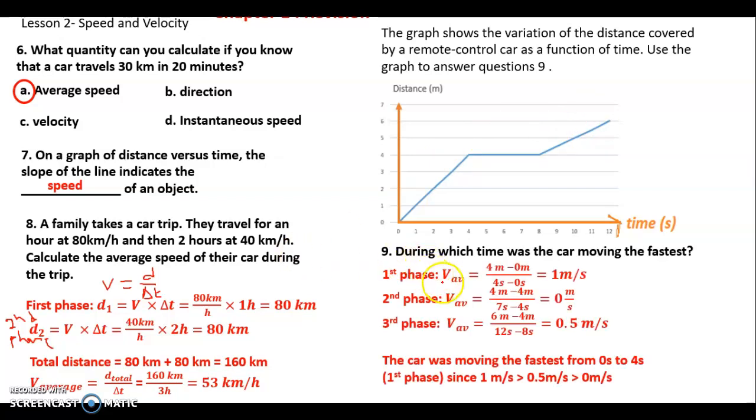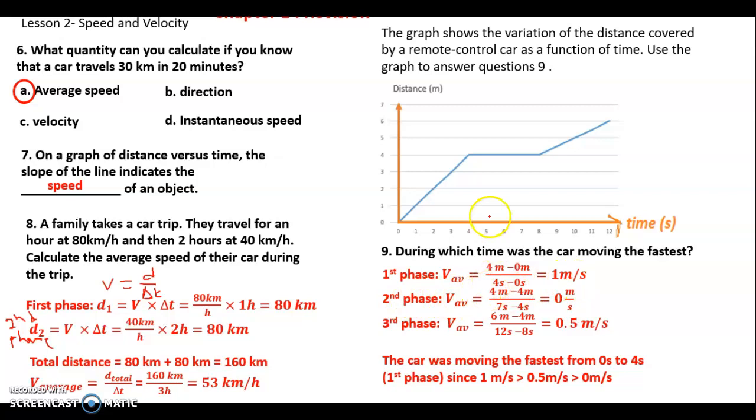In the first phase, we can calculate the average speed in order to check during which phase the car was moving the fastest. Let's take the initial and the final points for each phase. So V final minus V initial over T final minus T initial. It's 1 meters per second. So this is the total distance covered during the first phase, and this is the duration of the first phase. So we get that the average speed is 1 meters per second.